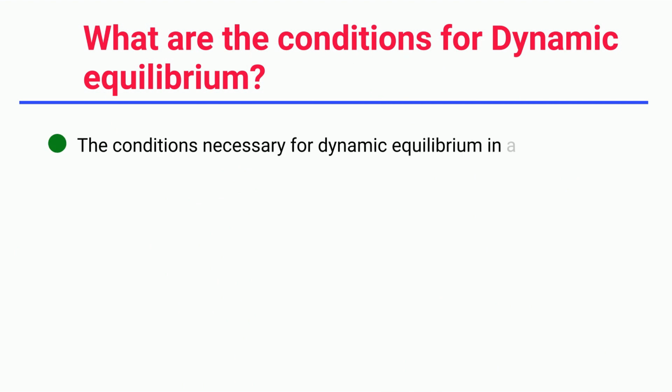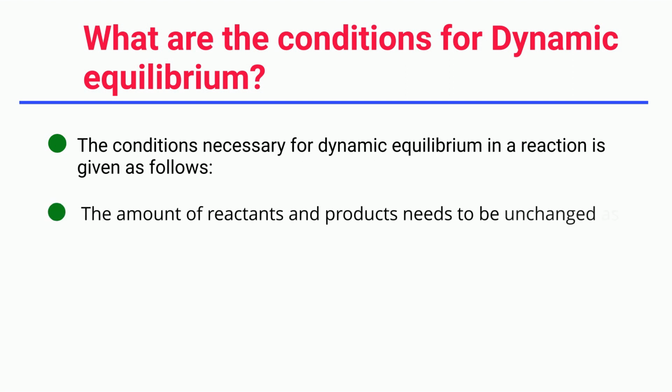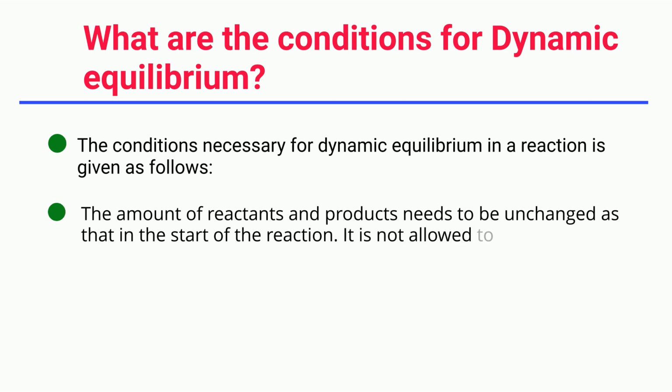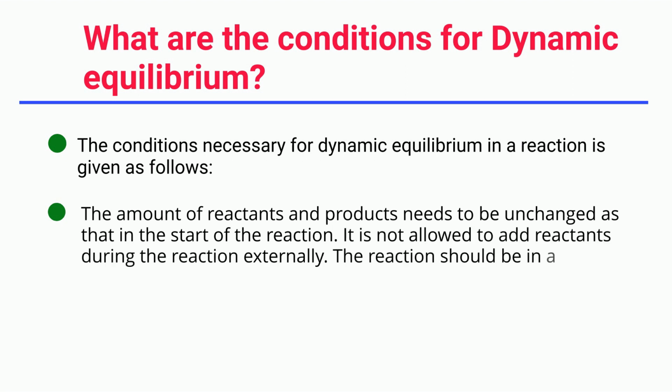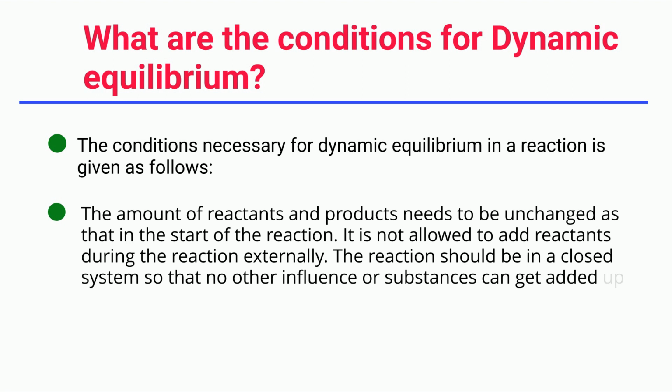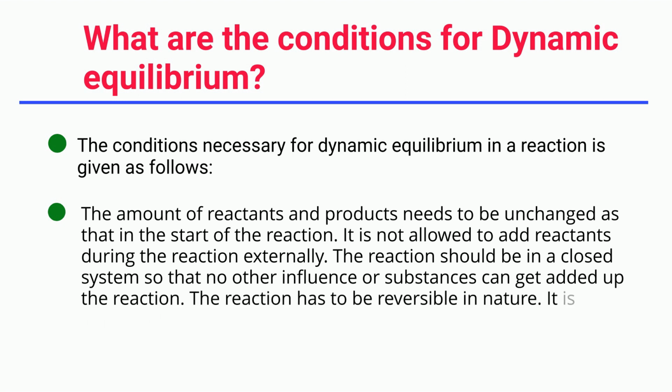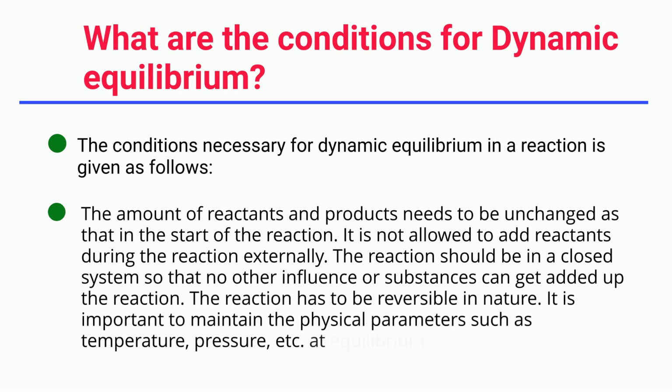The conditions necessary for dynamic equilibrium in a reaction are as follows. The amount of reactants and products needs to be unchanged from that at the start of the reaction. It is not allowed to add reactants externally during the reaction. The reaction should be in a closed system so that no other influence or substances can get added to the reaction. The reaction has to be reversible in nature. It is important to maintain the physical parameters such as temperature, pressure, etc. at equilibrium throughout the reaction.